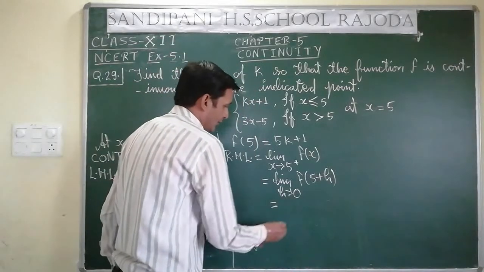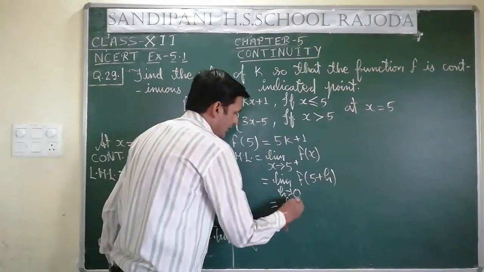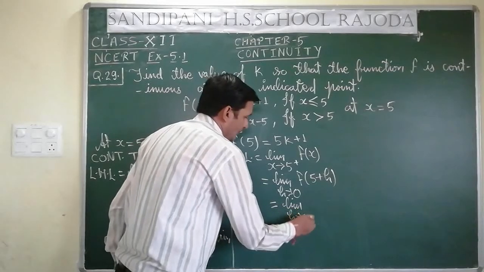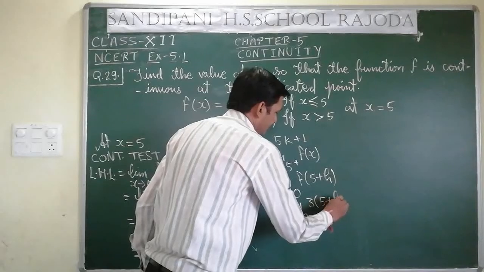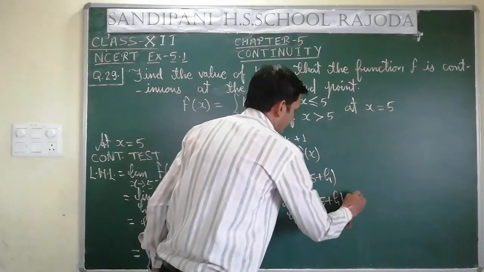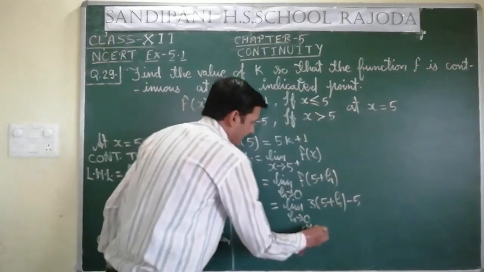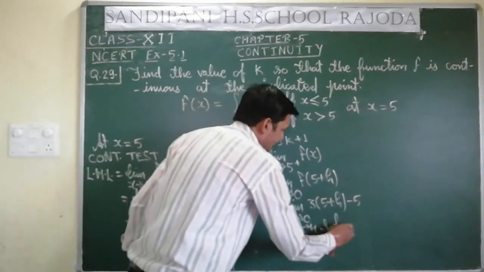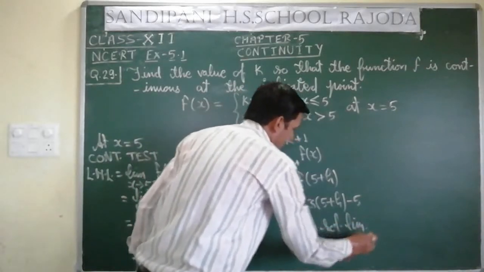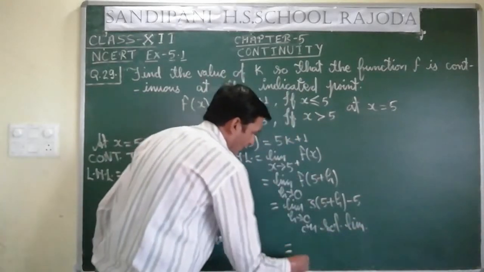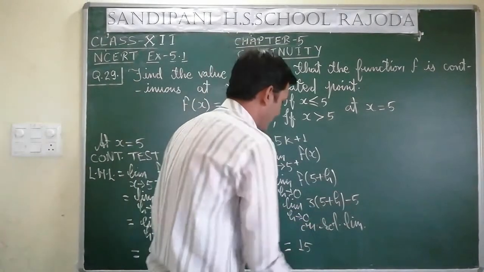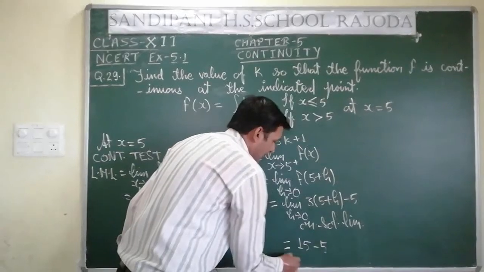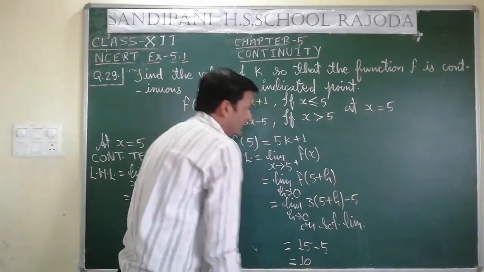So it will be equal to limit h tends to 0 of 3 into 5 plus h minus 5. On solving the limit, if we solve this limit, then what will happen? 15, because the value of h is 0. 15 minus 5 is equal to 10. This value is 10.